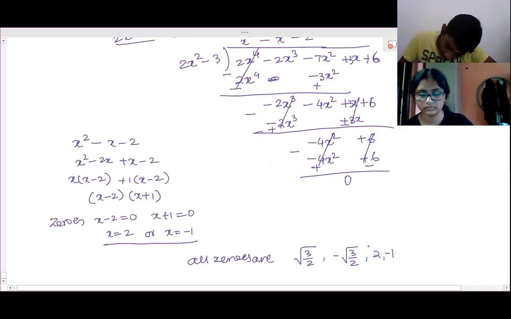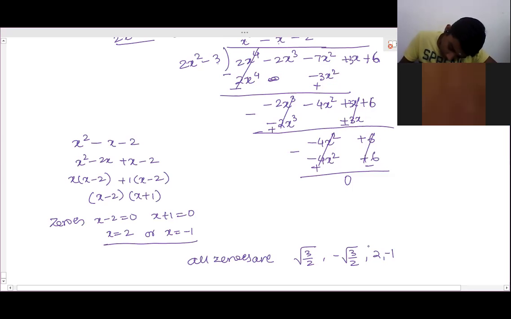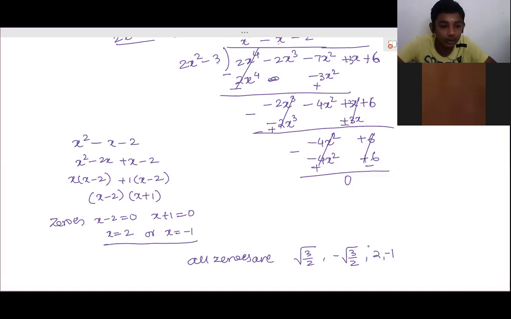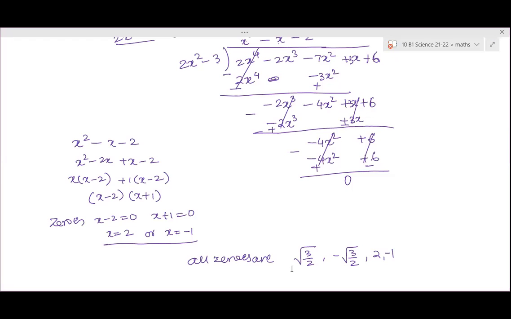Clear everyone? Yes, ma'am. For everyone, is this clear? Shreya, Ruhi, able to understand? Tushar, Tejal, Ganesh. Yes, ma'am, I can understand.